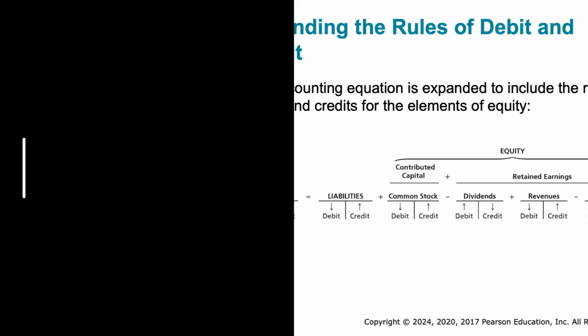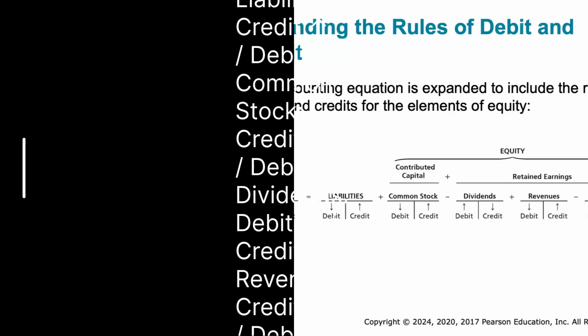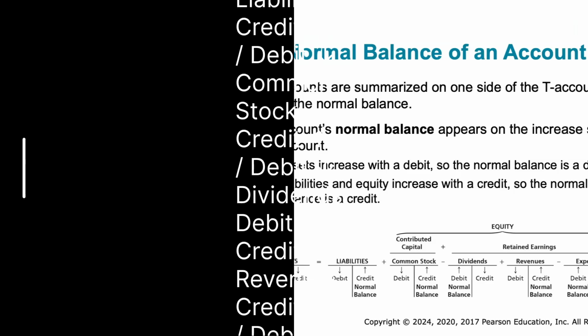We have assets increase with the debit, decrease with the credit. Liabilities decrease with the debit, increase with the credit. Common stock decreases with the debit, increases with the credit. Dividends increase with the debit, decrease with the credit. Revenues decrease with the debit, increase with the credit. Expenses increase with the debit, decrease with the credit. So those are all of our separate accounts and how they increase and decrease with debits and credits.